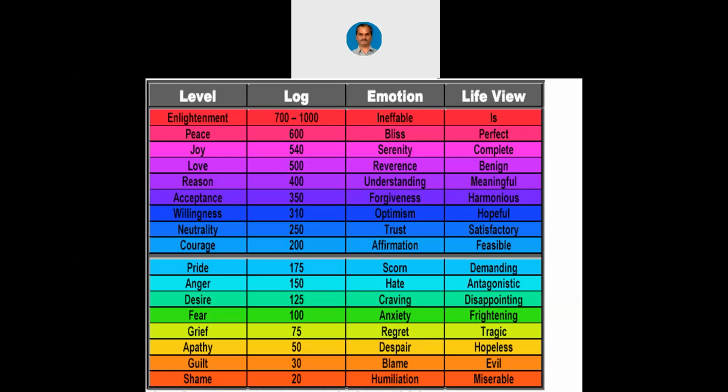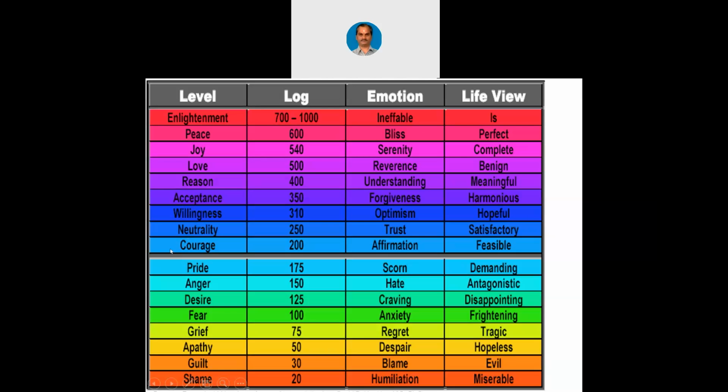You can see this slide. There's a level, there's a log, there's an emotion, there's a life view. I did not prepare this slide. I took from somewhere. You can see there's a log here, right from shame till enlightenment. And there's emotion here. And there's a life view here. Now, at the bottom there is shame. At the top there is enlightenment. And from red till violet, there are colors here. It's beautifully made.